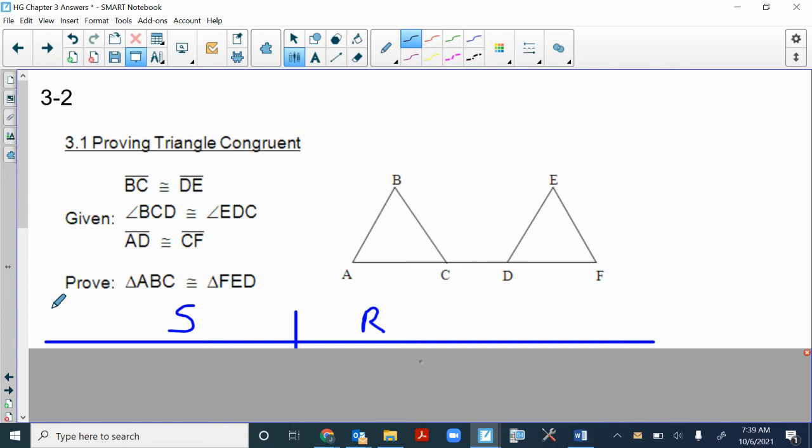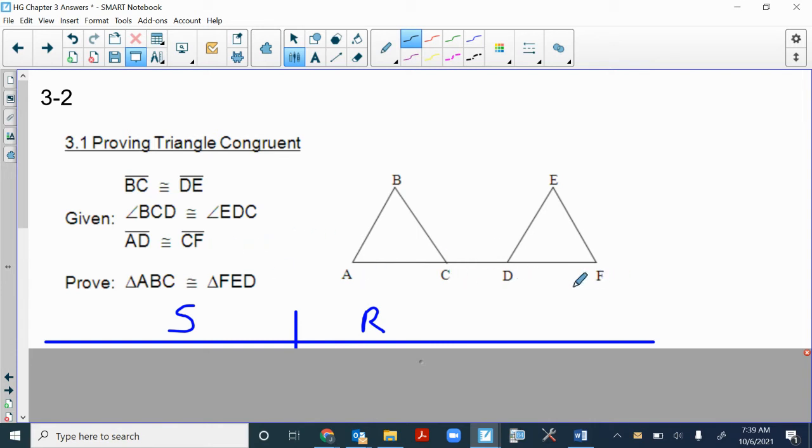We have another proof on this page. And for this proof, we are told BC is congruent to DE. Angle BCD, which is this outside angle here, is congruent to EDC, this other outside angle. Outside of the triangle is what I mean by there. And then AD is congruent to CF.